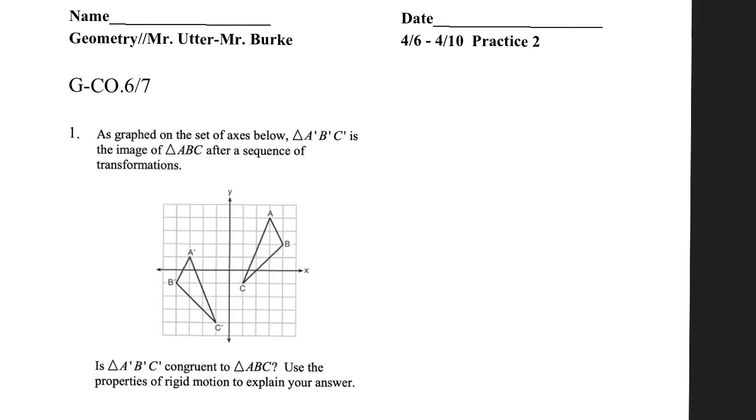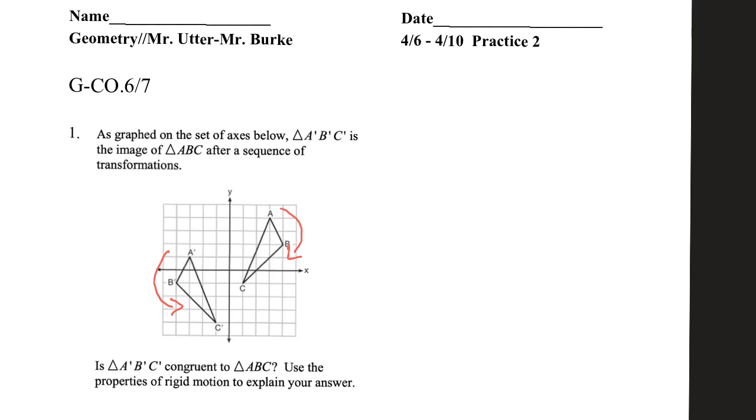So the first thing I look for whenever I'm doing things like this is orientation, because the orientation is going to tell me if a reflection happened. The orientation of ABC is this way, or clockwise, and then the orientation of A prime, B prime, C prime is this way, and that's counterclockwise. So the orientation has flipped. Therefore, I know that a reflection has occurred. So I am going to map ABC onto A prime, B prime, C prime. So I know a reflection happened.